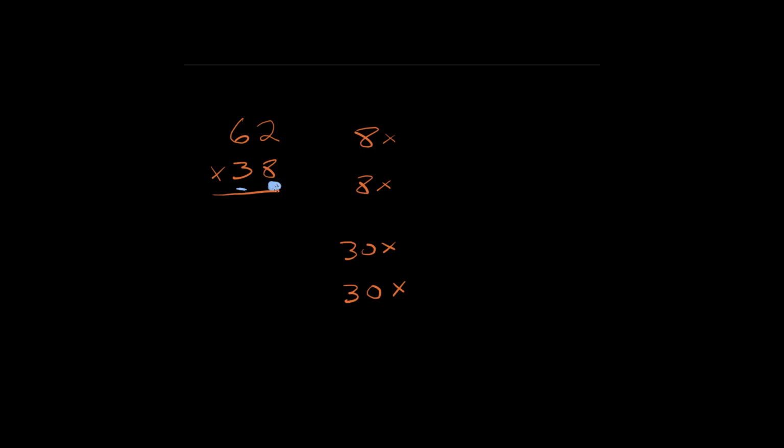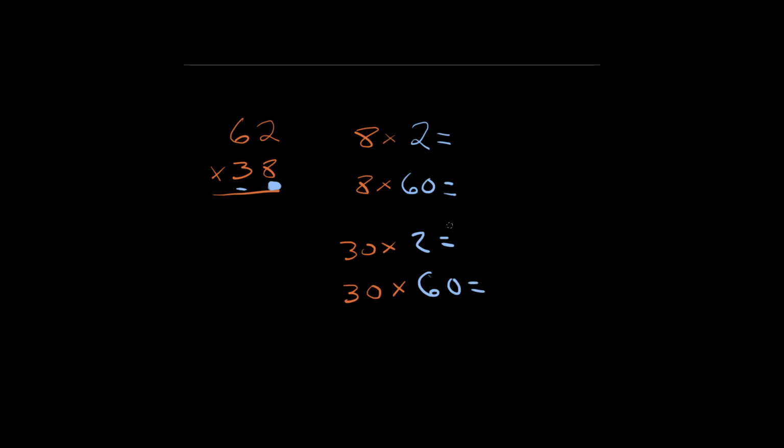So our first problem is going to be 8 times 2. I'm going to write that right here, 8 times 2. My next one is 8 times 60, not 6, but 60. And now my bottom ones are going to be not 3 but 30. That's why I put the 30 down. 30 times a 2 and 30 times a 60.